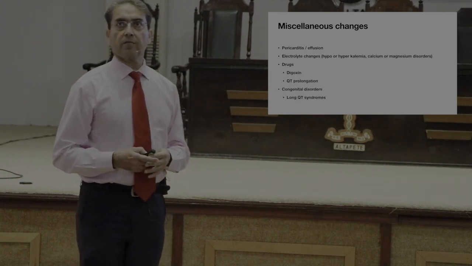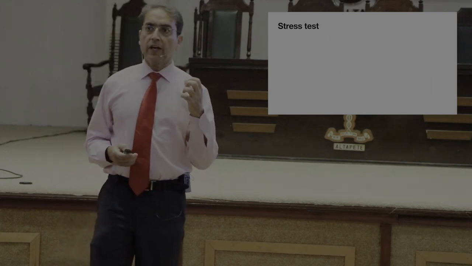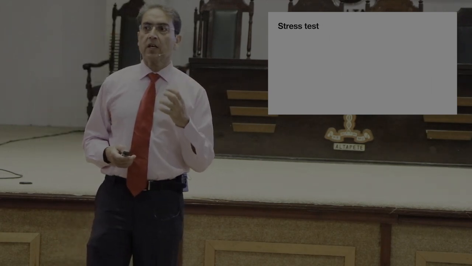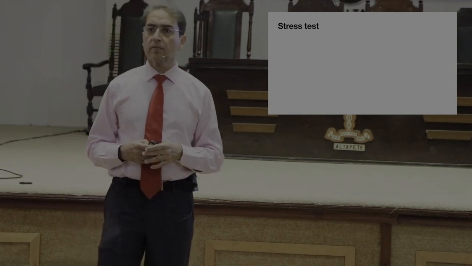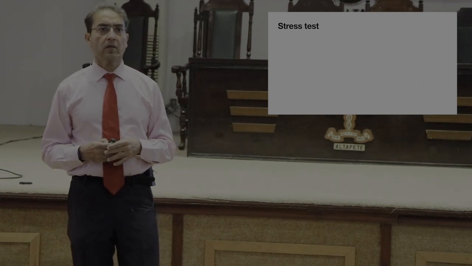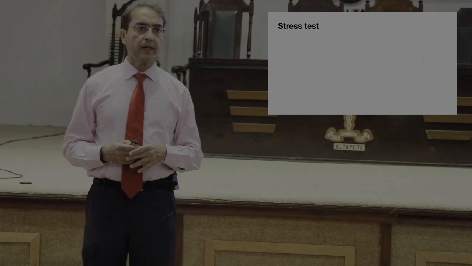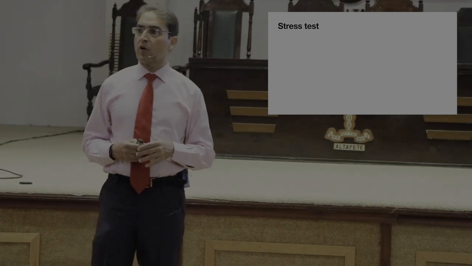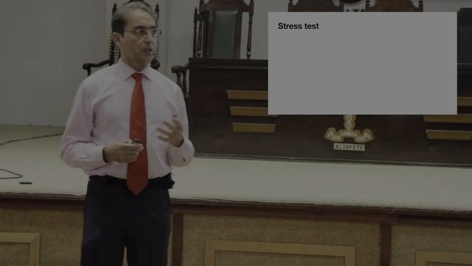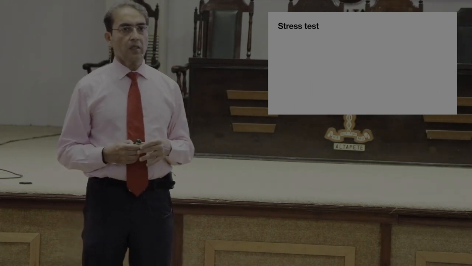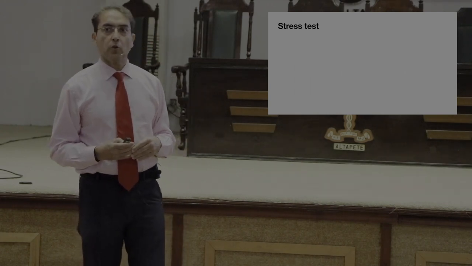Now, the stress test. We use multiple ways of doing the stress test. What are those ways in which we can have this stress test done? One is the classical treadmill or stationary bicycle. The other one is we can give pharmacological stress. Which drug? Dobutamine.